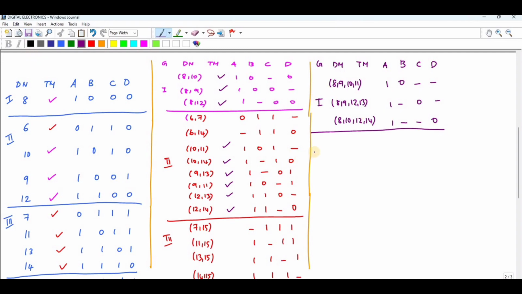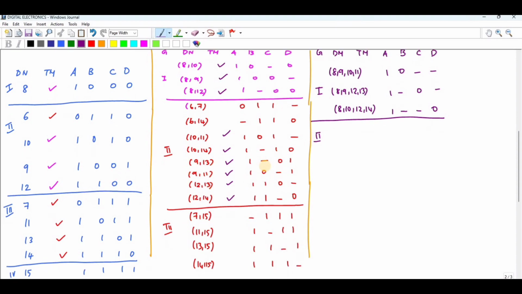So next you have to consider the second and third group elements. So you can see 6, 7 and 14, 15 gives 1, 1 dash, right? Next, 6, 14 and 7, 15 are similar, right? So I have already given a tick mark.